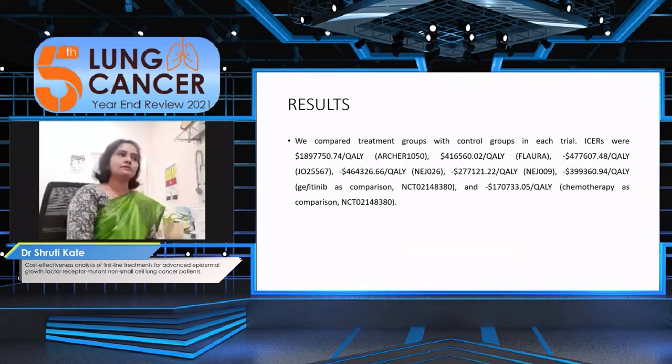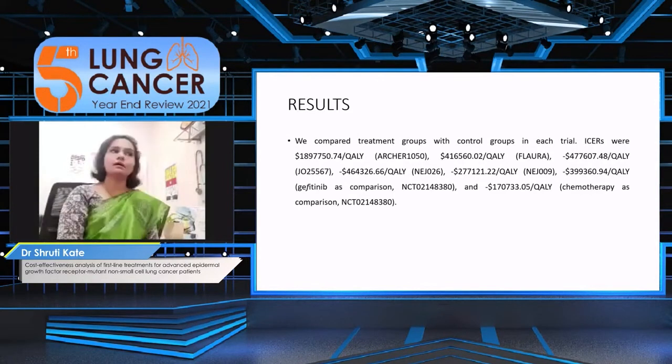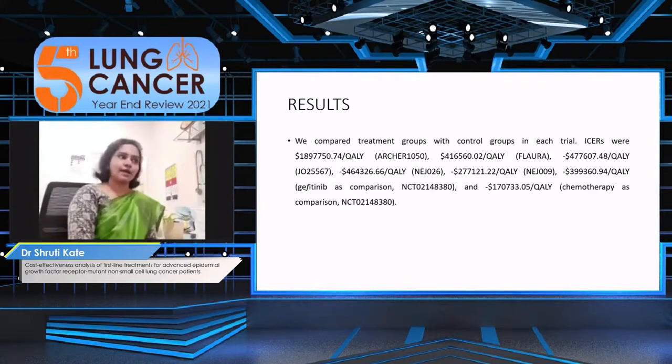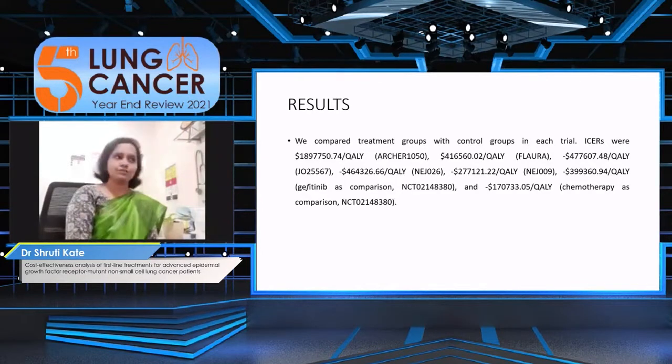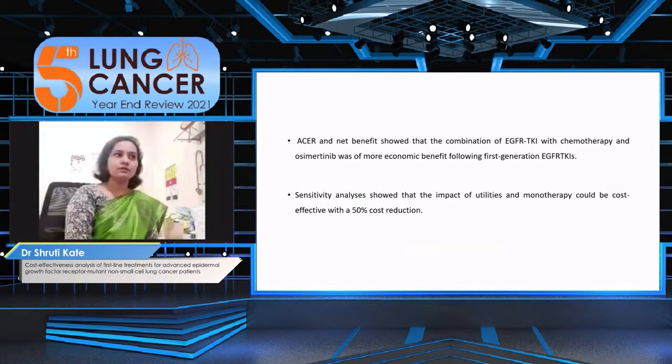So these treatment groups were compared with the control group in each trial, and these were the ICERs, the incremental cost effectiveness ratios, which were calculated, and the denominator was the QALY. Next slide, please.